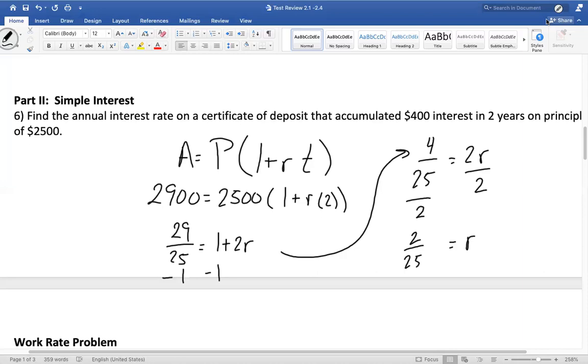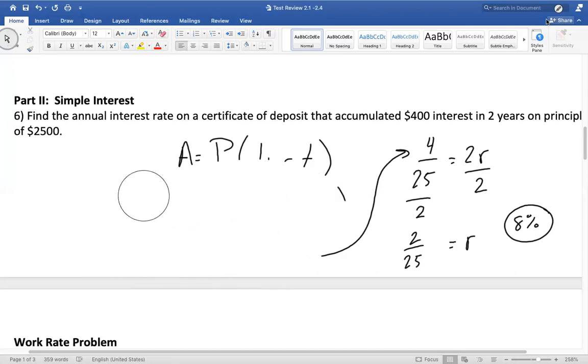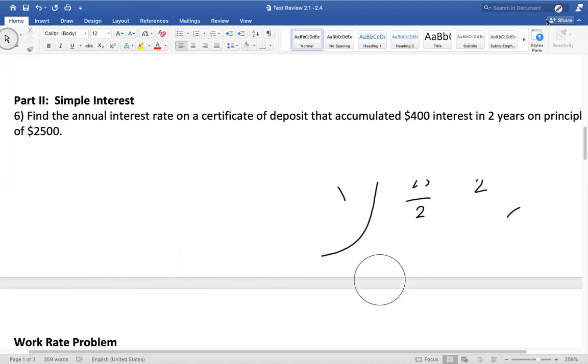And 2 over 25 as a percent is 8%. All right, there's some other formulas out there, like I equals PRT. That would have done the same thing. I'll show you that. So I just used the simple interest formula just because it says it right there.